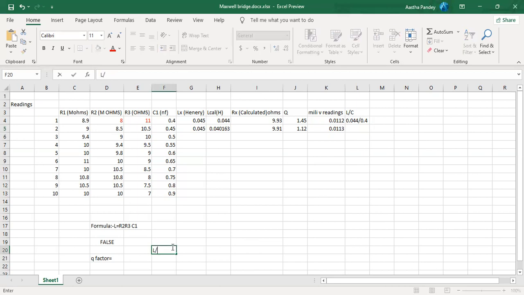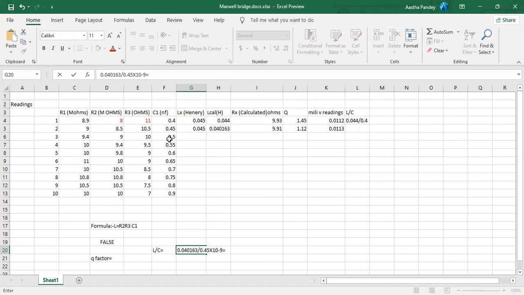And the last and very important part is the calculation of L by C. So all of you pay attention here. You have to calculate L by C. As you calculated, your L is 0.040163, and you divide this by C. How much is your C? 0.45 times 10 raised to minus 9. Do this calculation, students, quickly for me. Write 0.040163 divided by 0.45 times 10 raised to minus 9.